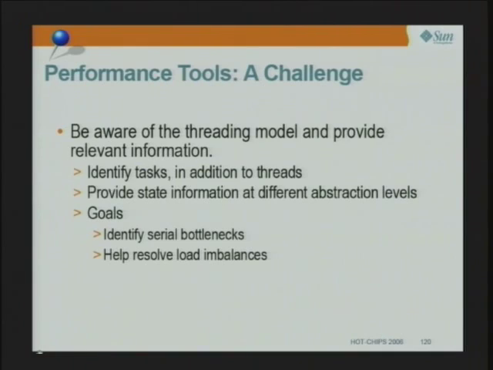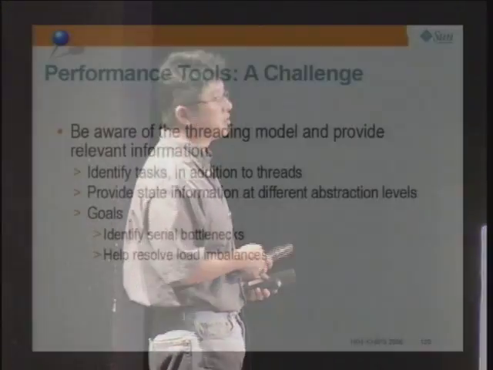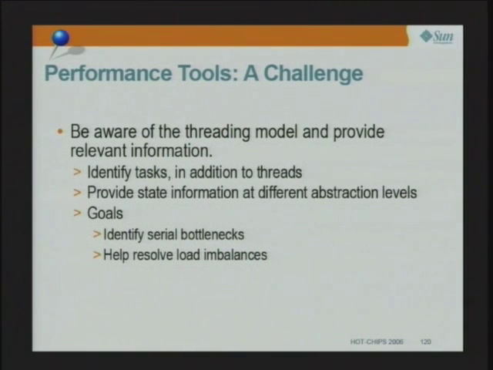We're talking about this, right? The user writes code at a task level, and the OS provides threads. So a good performance tool should be aware of the threading model and provide relevant information. If I'm writing OpenMP programs, I want to know my tasks. I also want to know the threading. The threading is the OS-supported view, but I also want to know the tasks. In this case, it can help you identify the critical bottleneck more easily.